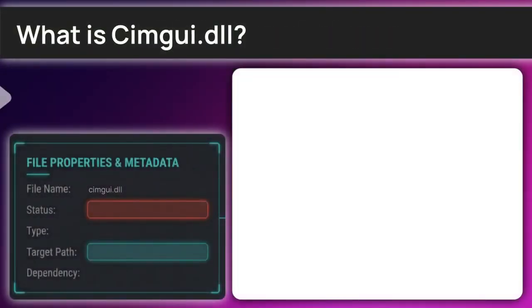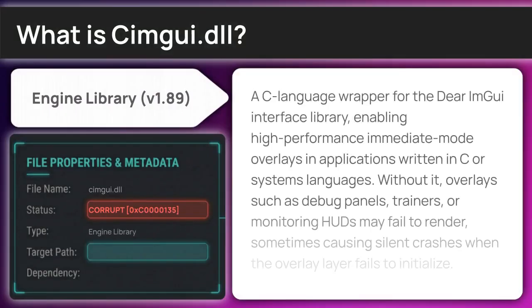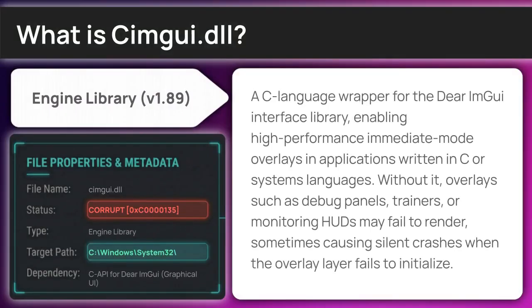This is the Cimgui module, a C language wrapper for the Dear ImGui interface library, enabling high-performance immediate mode overlays in applications written in C or systems languages. Without it, overlays such as debug panels, trainers, or monitoring HUDs may fail to render, sometimes causing silent crashes when the overlay layer fails to initialize. Now that you know how the file works, let's focus on the how and fix the issue.